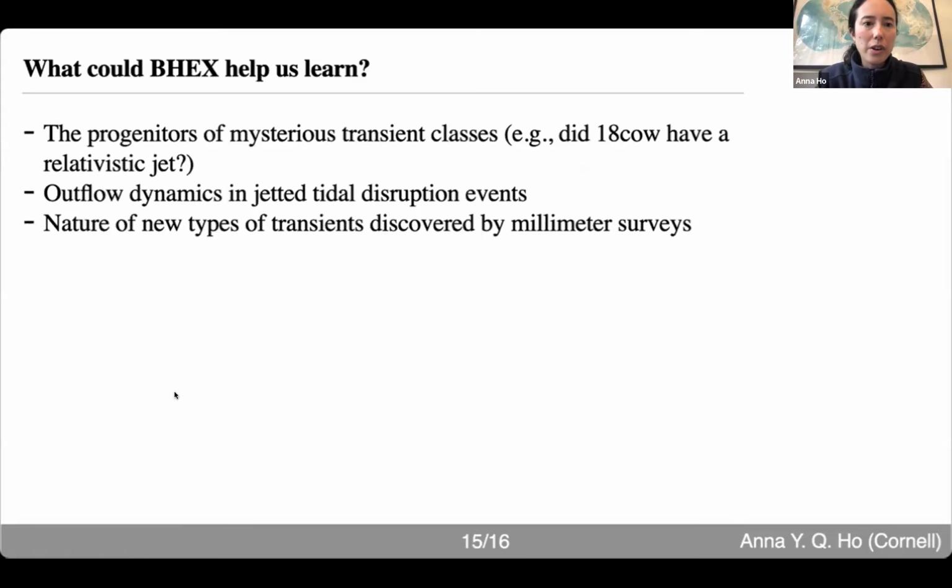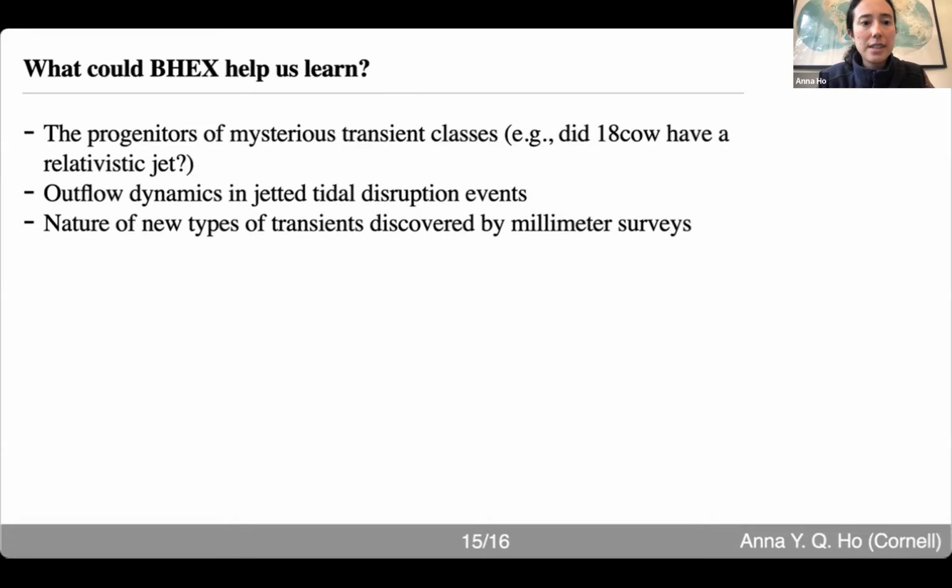Okay, so what can we actually learn scientifically? I think there are a few types of questions that I'd be interested in using BHEX to answer. One is to understand progenitors. Some of these transients, like 18 cow, we have some ideas for what it could be, but some of the different models make different predictions in terms of the nature of the outflow that you might expect to see. Getting direct VLBI observations could help us break the degeneracy between some of these different model scenarios.